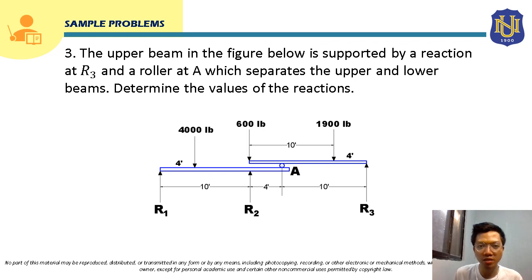The upper beam in the figure below is supported by a reaction at R3 and a roller at A, which separates the upper and lower beams. Determine the values of the reaction. Here, we have a lower beam and an upper beam. This upper beam is supported by R3 here, and it is supported by a roller here at point A. This separates the upper beam and lower beam.